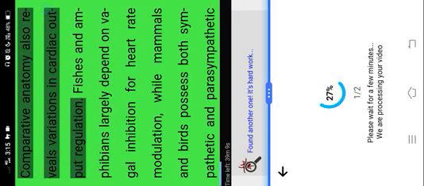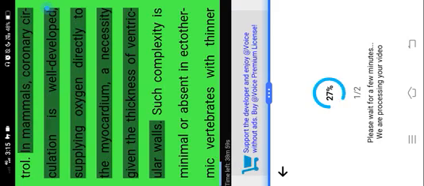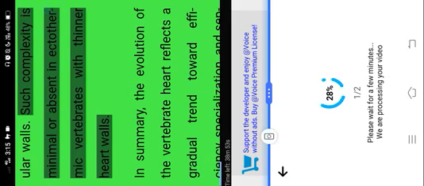Comparative anatomy also reveals variations in cardiac output regulation. Fishes and amphibians largely depend on vagal inhibition for heart rate modulation, while mammals and birds possess both sympathetic and parasympathetic innervation, allowing finer control. In mammals, coronary circulation is well developed, supplying oxygen directly to the myocardium, a necessity given the thickness of ventricular walls. Such complexity is minimal or absent in ectothermic vertebrates with thinner heart walls.